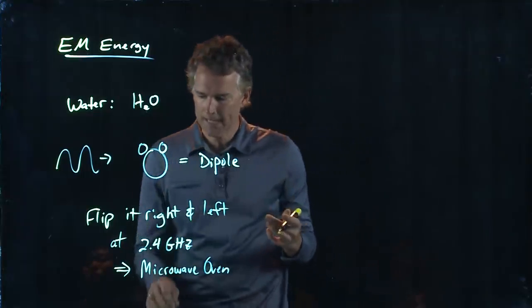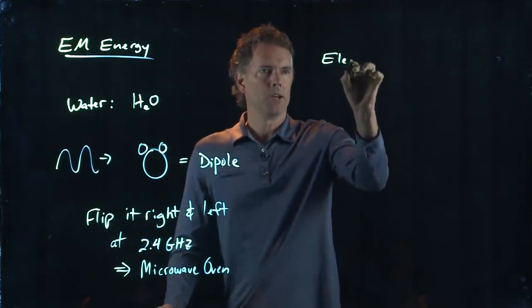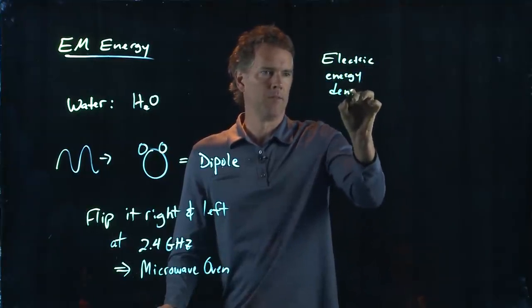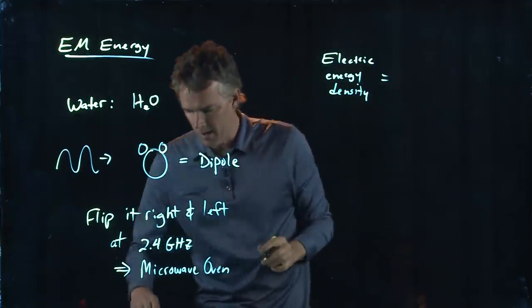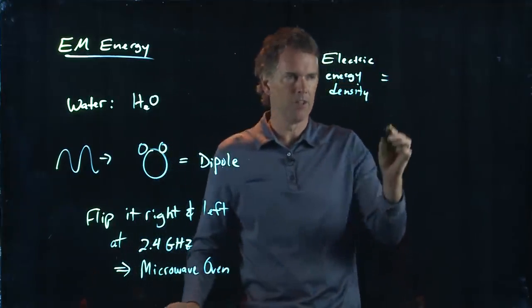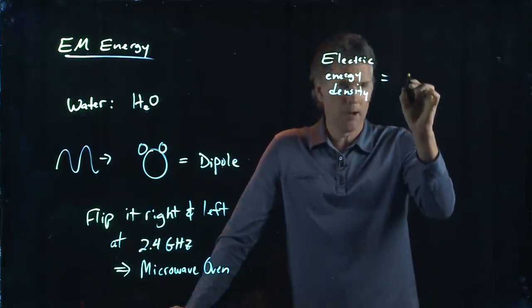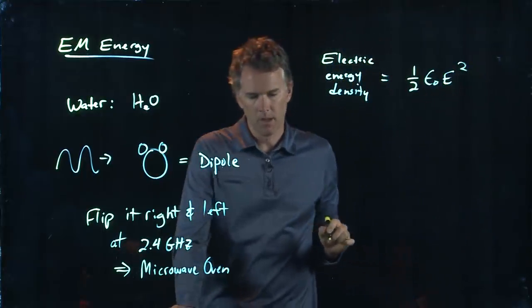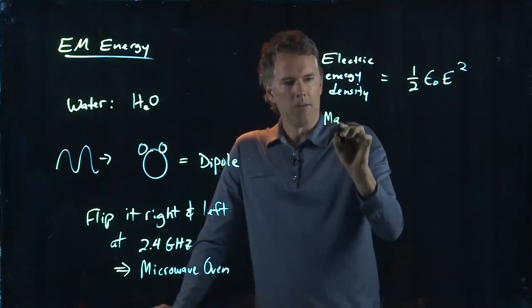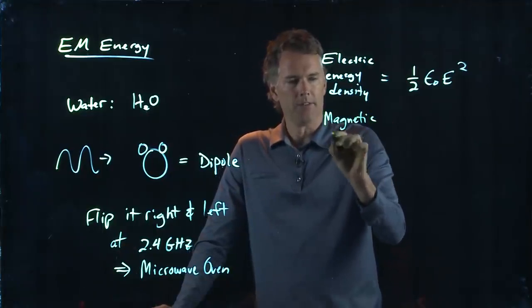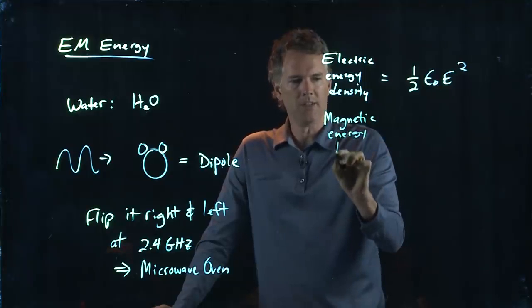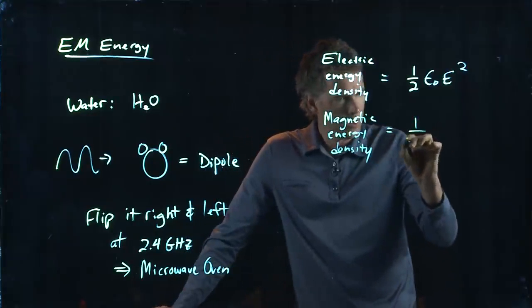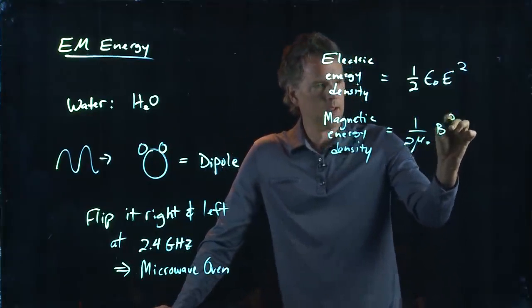So there is some electric energy density, which we talked about before. Remember, energy density is just energy per volume, and we ended up with 1/2 epsilon naught E squared. In the last chapter, we talked about the magnetic energy density, how much energy is in a magnetic field, and that was 1/2 mu naught B squared.